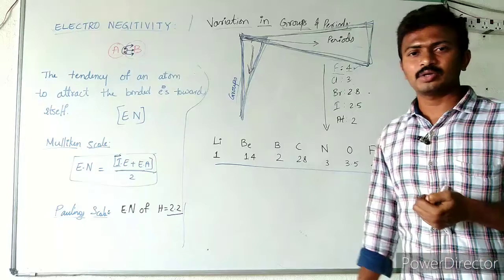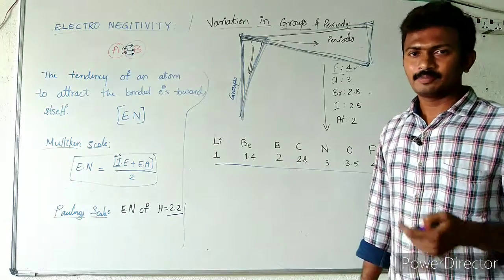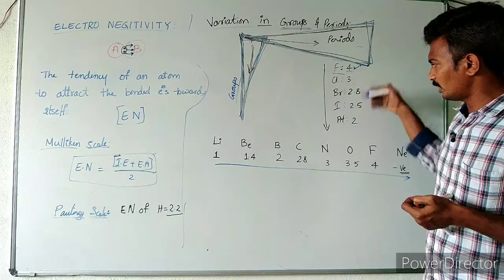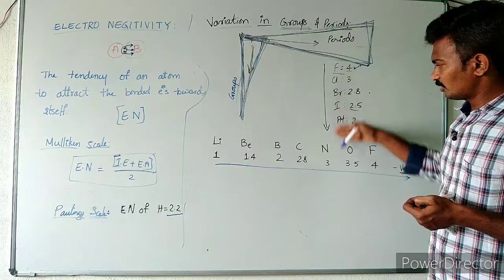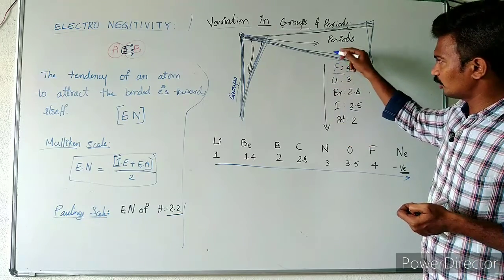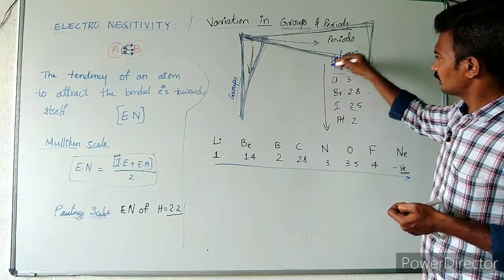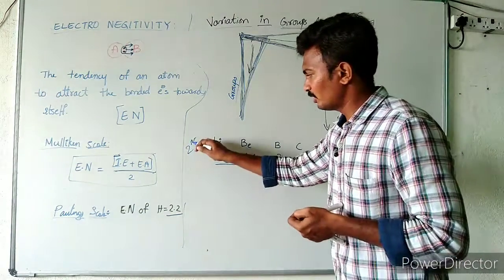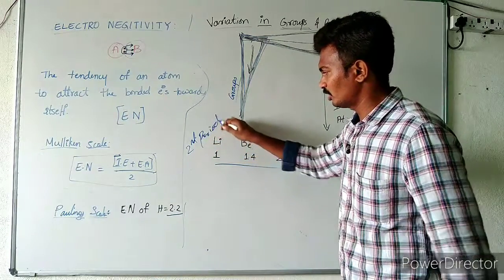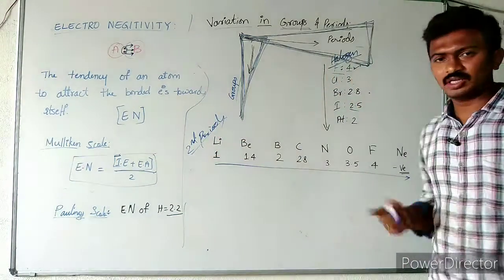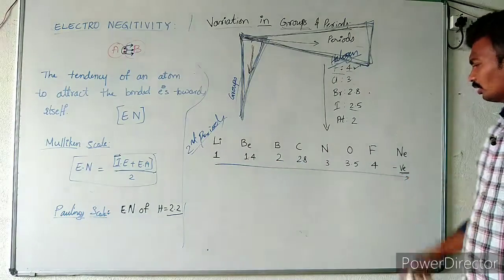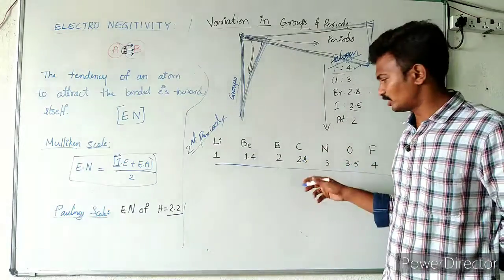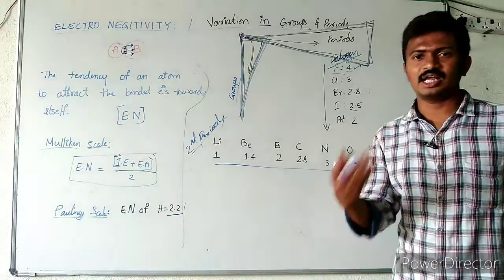Fluorine is the most electronegative element in the whole periodic table, with electronegativity value 4. Then chlorine 3, bromine 2.8, iodine 2.5. As you move from top to bottom in this group, the halogen family, there is a decrease in the electronegativity. And these are the second period elements. In these second period elements, you can see there is a gradual increase from lithium to neon. Up to fluorine, the values keep on increasing. This increase is due to the increased nuclear charge.